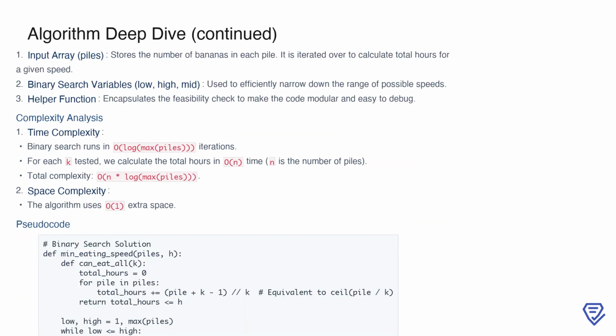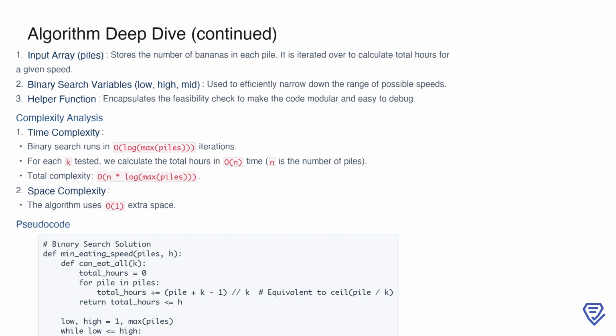Let's discuss the data structures and complexity involved in this algorithm. First, the input array piles stores the number of bananas in each pile. As we iterate over it to calculate total hours for a given speed k, its role is critical in determining feasibility. The variables low, high, and mid are the core components of the binary search, helping us efficiently narrow the range of possible speeds. The helper function encapsulates the feasibility check, making the code modular and easier to debug.